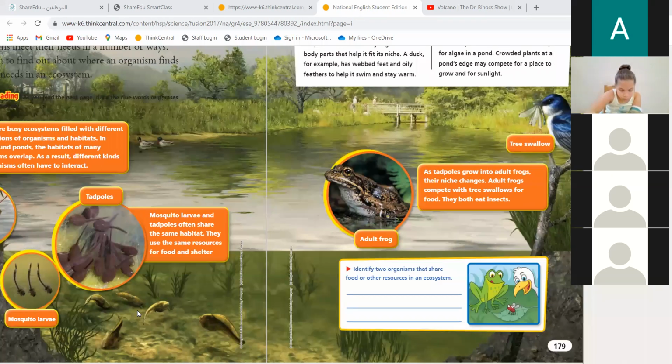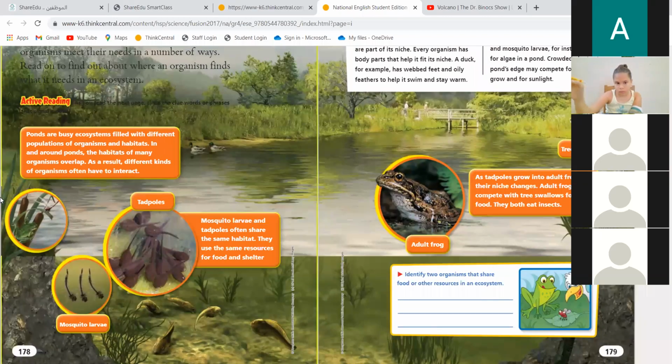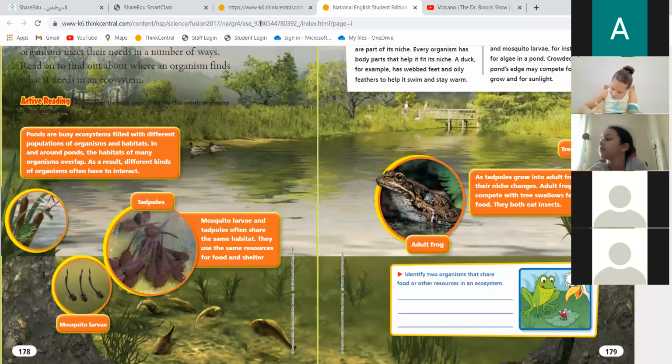Excellent. Now, why does a frog live here on the lily plant? Why doesn't it live down in the sea? I don't know. Maybe it's adapted to be up on the lake, not down in the sea.